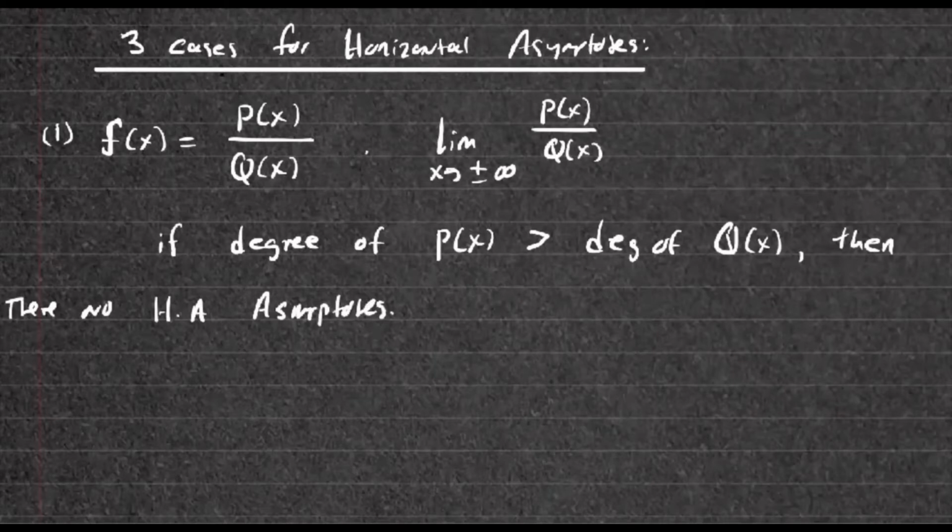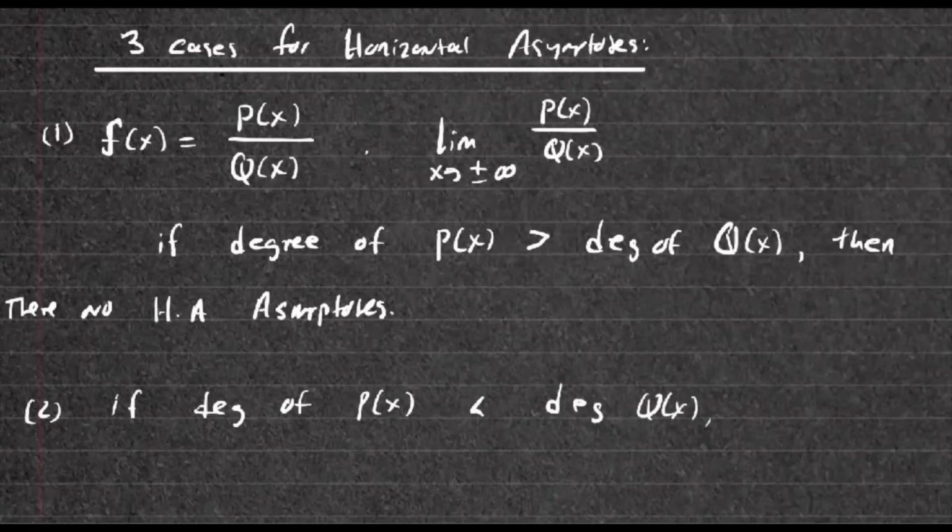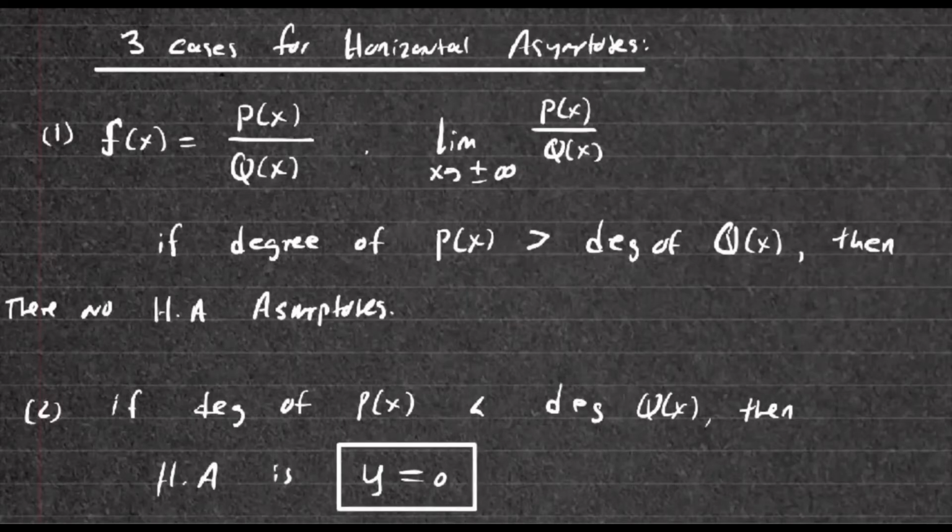Now, if we switch around the inequality, the second case is if the degree of the top is less than the degree of the bottom, then the horizontal asymptote is always y equals 0. The function will always go to 0 if the top has a lesser degree than the bottom function.